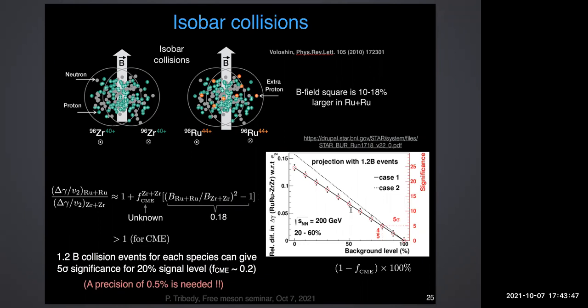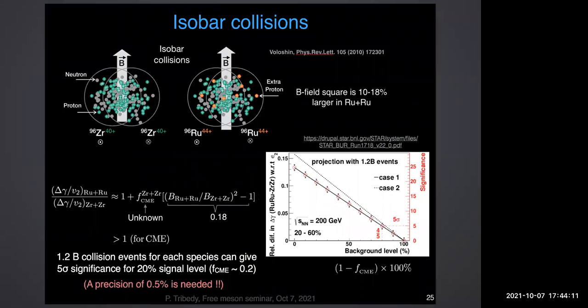This is the experimental proposal, but it immediately tells you something: the signal is so small relative to the background that a precision of 0.5% is needed, which I don't think we have ever attempted in this kind of measurement at RHIC. We have to push our limit.